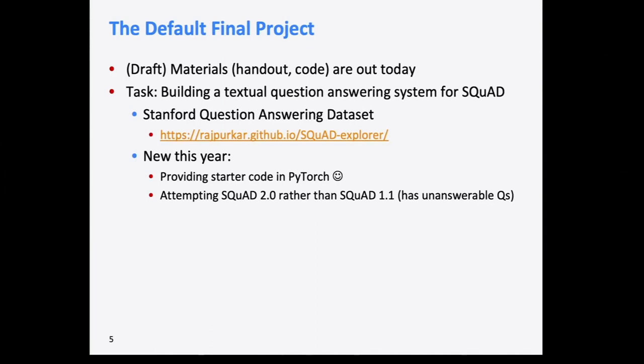For the default final project, the textual question answering, draft materials are out today, right now on the website. We're calling them draft because we think there are still probably a few things that are going to get changed over the next week, so don't regard it as completely final in terms of the code, but it's about 90% final. So in terms of deciding whether you're going to do a custom or a default final project, and working out what you're putting into your project proposal, it should be well more than what you need for this year.